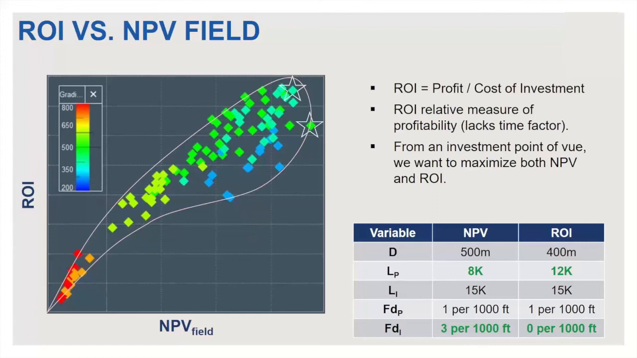But if you want to maximize ROI, you have to go for longer producers. Why? Because having longer producers means you have to drill less, so your capex is reduced. And if your capex is reduced and you maintain profit almost at the same level, your ROI is maximized. So it's important to compare both, and it's advised for any type of FDP to include both metrics.